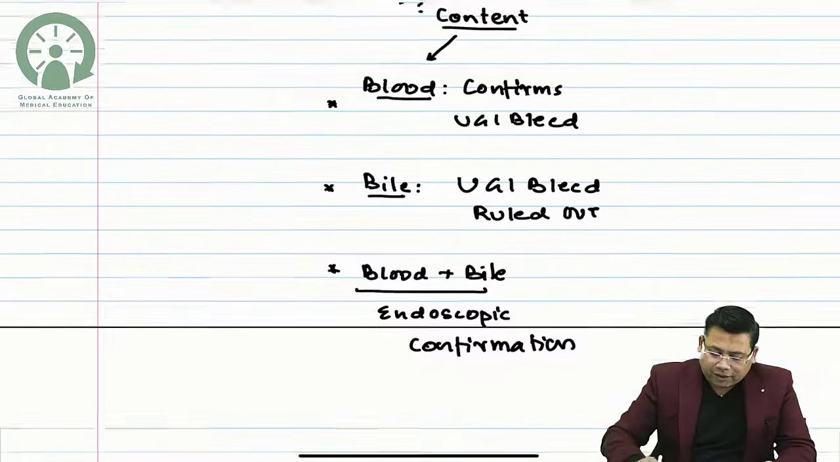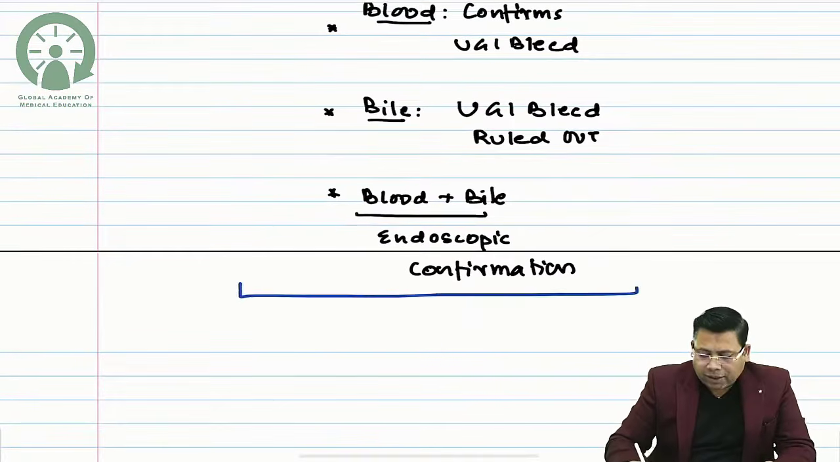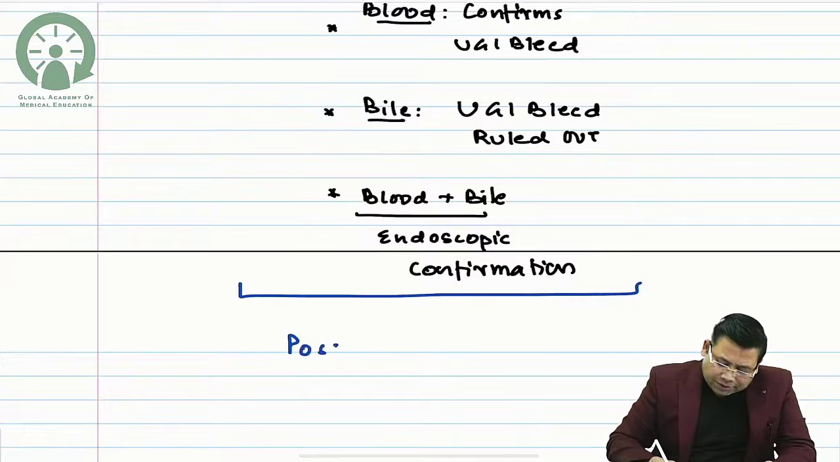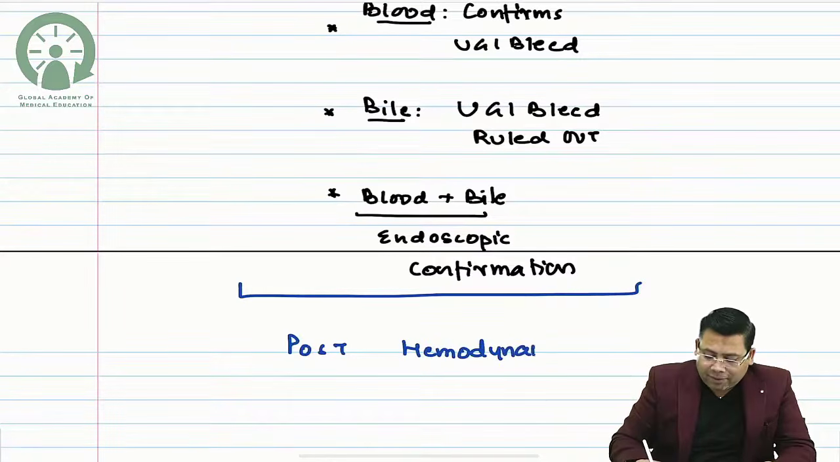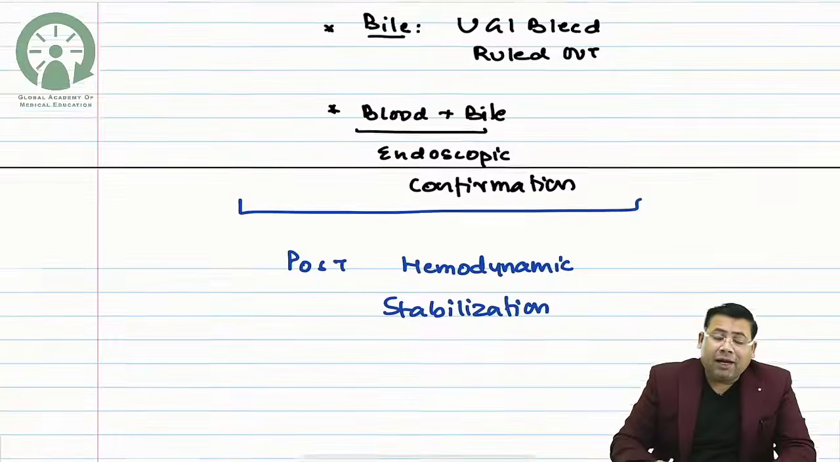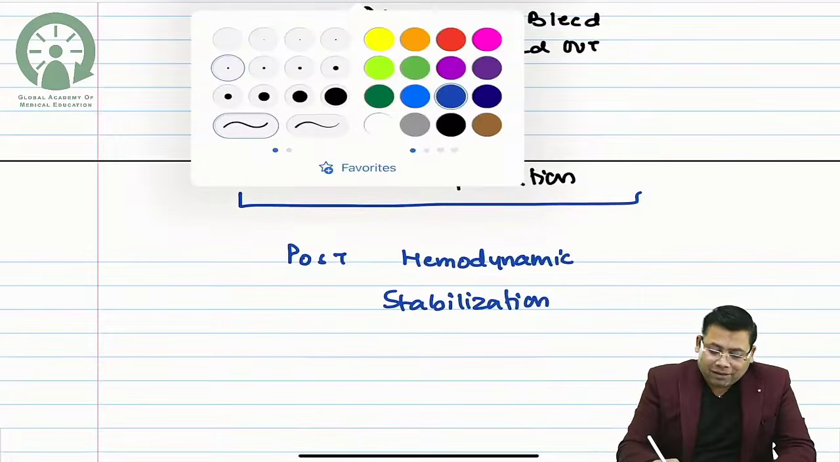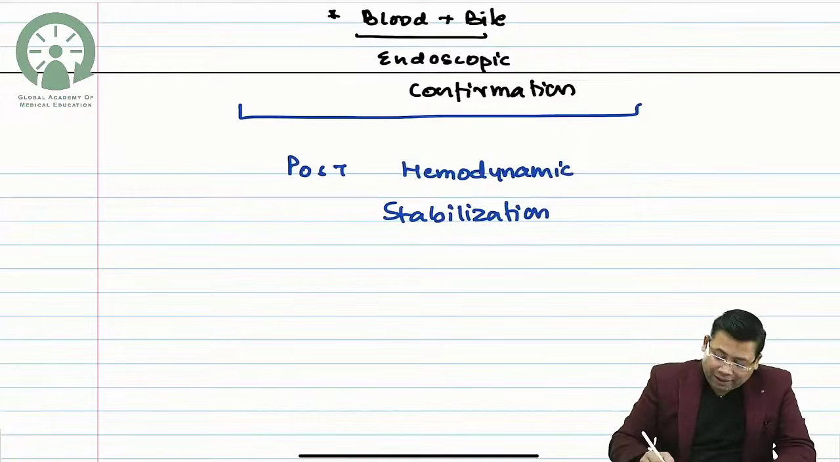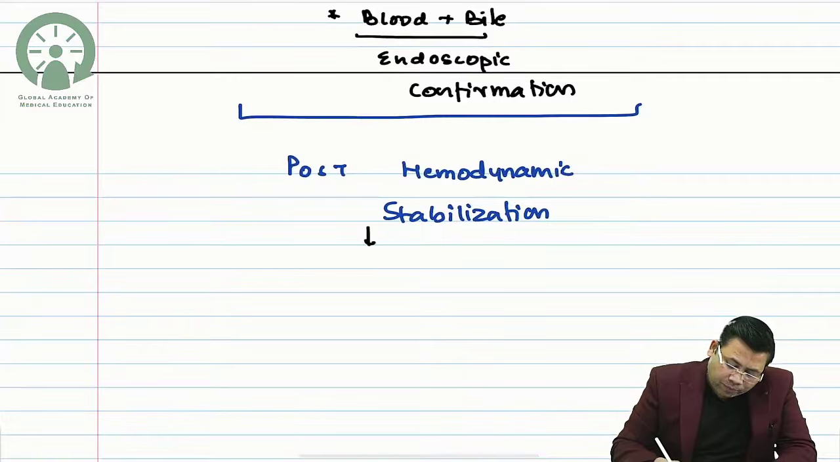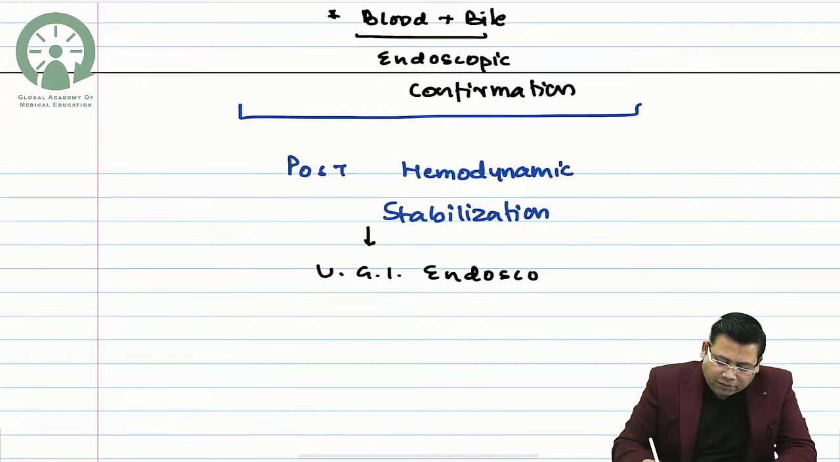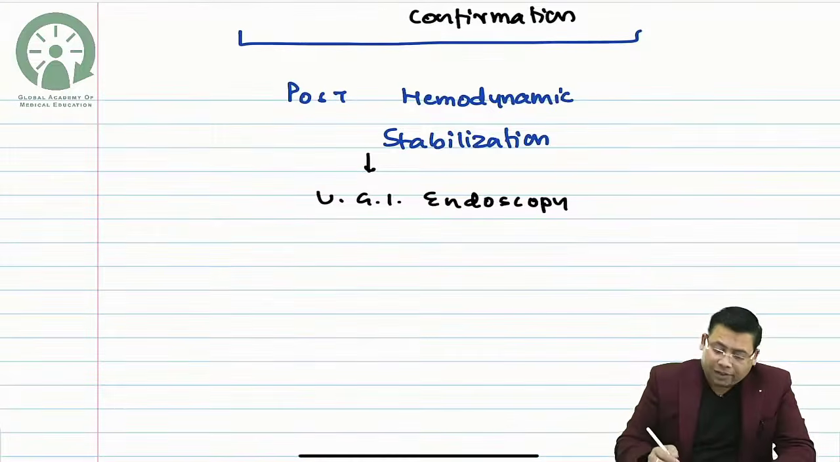So, you have started with Ryle's tube decompression, and now post stabilization. What type of stabilization? Hemodynamic stabilization. You need to check what is the source of bleed, and this is diagnostic, therapeutic and prognostic. Yes, you are going to go for upper GI endoscopy. Now, this is very, very important. Why upper GI endoscopy?